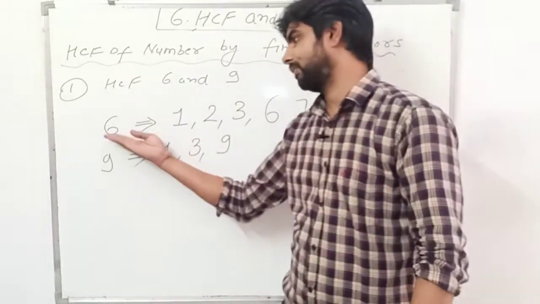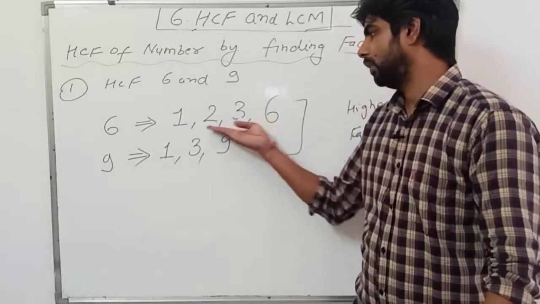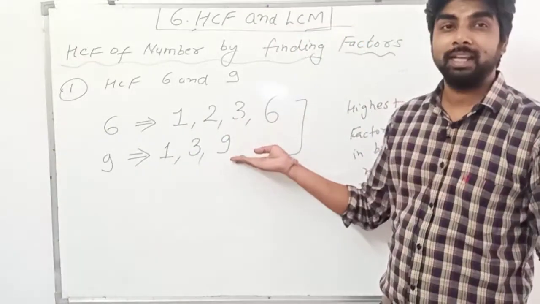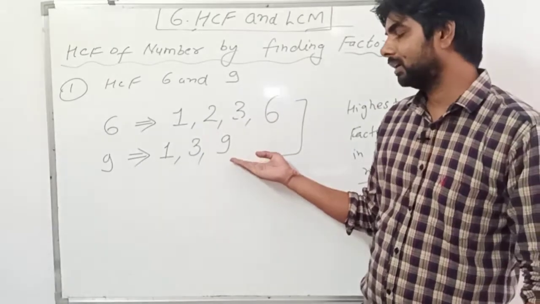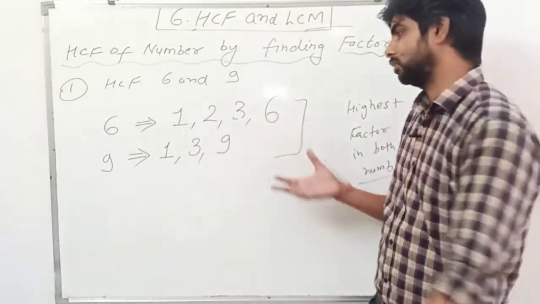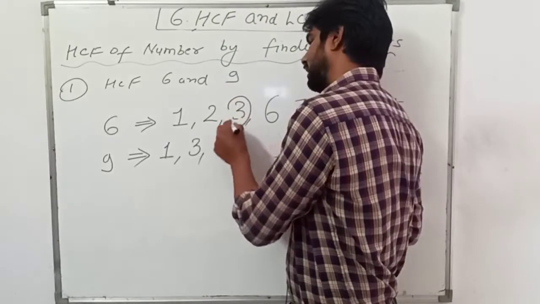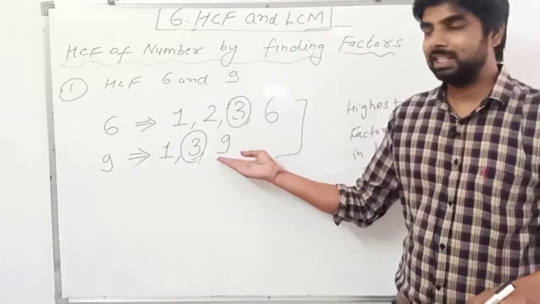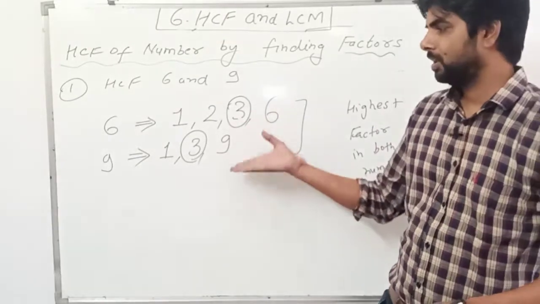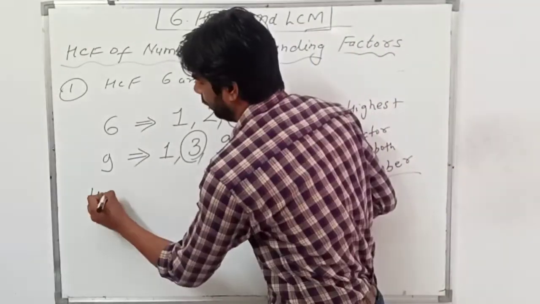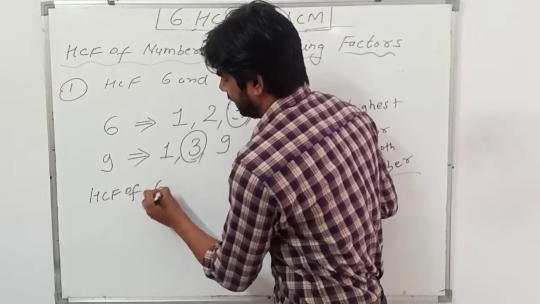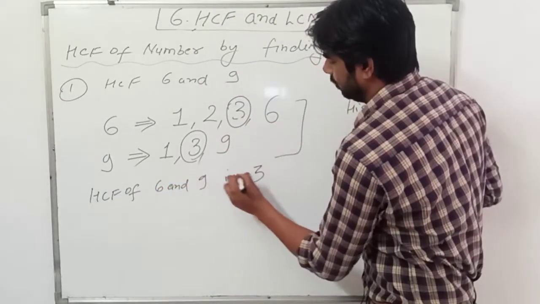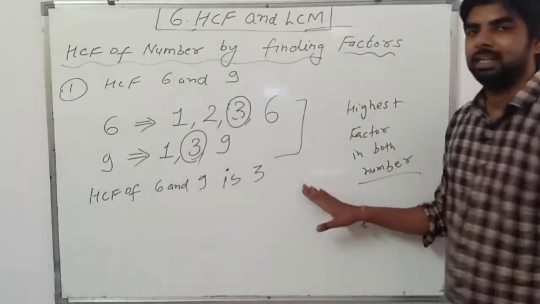So we know that the factors of 6 are 1, 2, 3 and 6, and the factors of 9 are 1, 3 and 9. Now we have to find the greatest number that is in both the factors. So here you can see that 3 is here and 3 is also here. So this is the highest number that comes in both the factors. So the HCF of 6 and 9 is 3.